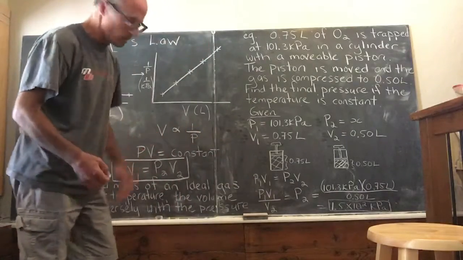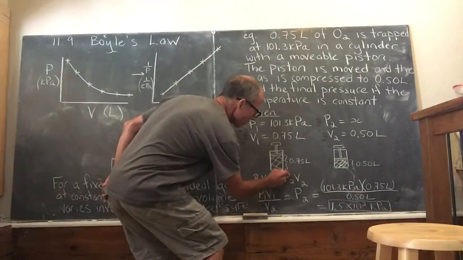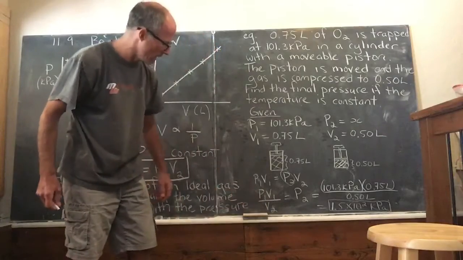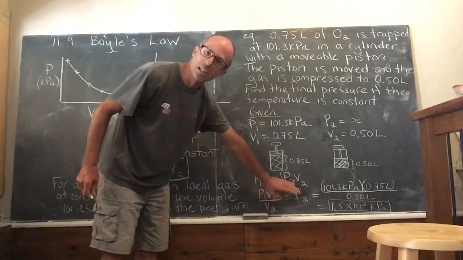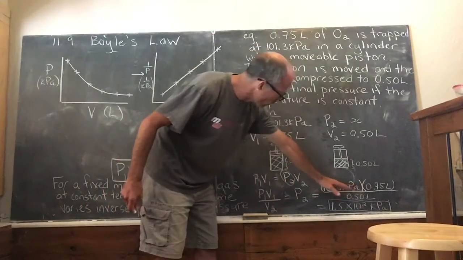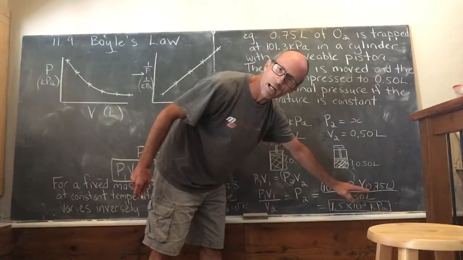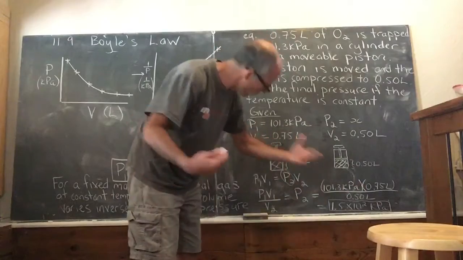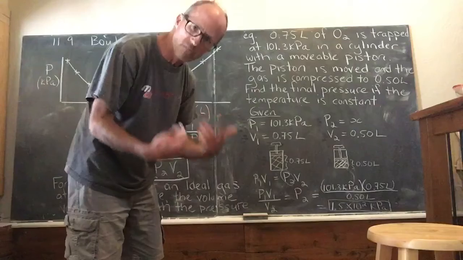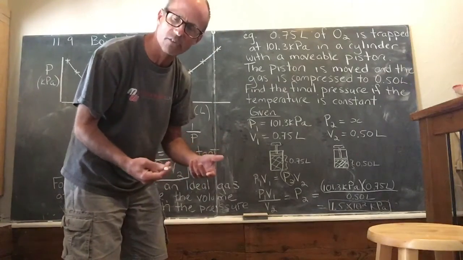Let's do the math. P1V1 equals P2V2. Let's solve for P2, that's our unknown. So V2 goes to the bottom on the left-hand side. P1V1 over V2 equals P2. And when we plug in our numbers, we get 101.3 kilopascals times 0.75 liters, all divided by half a liter. And look at this, my friends. We get an answer that makes sense, about 150 kilopascals, or 1.5 times 10 to the 2 kilopascals.